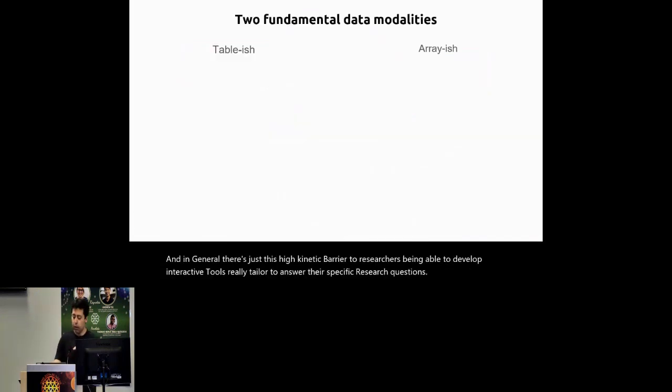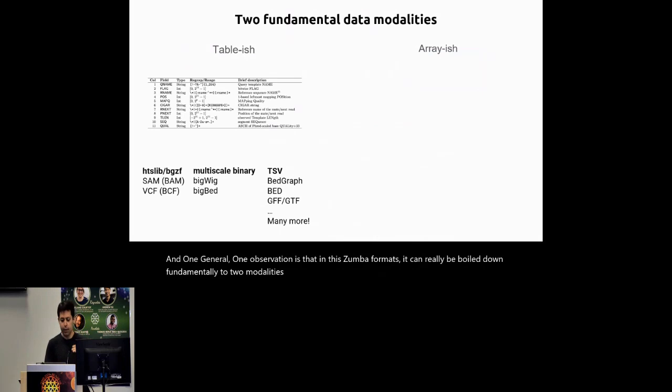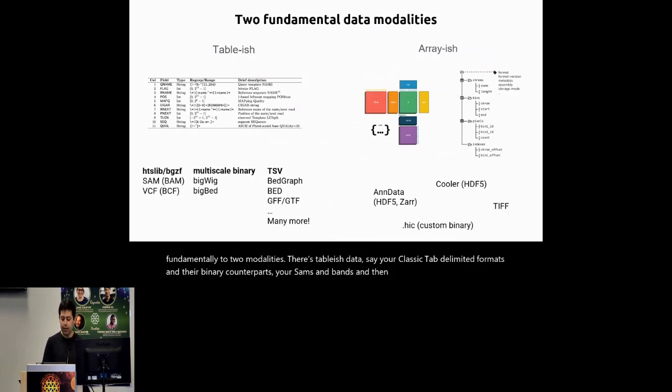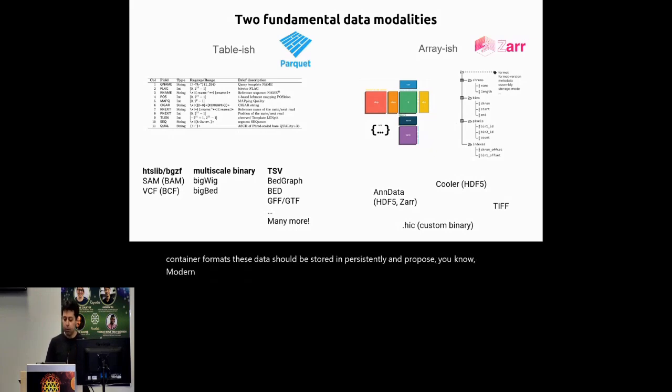And one observation is that in this zoo of formats, it can really be boiled down fundamentally to 2 modalities. There's table-ish data, say your classic tab delimited formats, and their binary counterparts, your SAMs and BAMs. And then there's array-ish data like Hi-C contact maps, cell by gene matrices, and so on. And we can always debate which format or container formats these data should be stored in persistently and propose modern solutions. But with the enormous amount of legacy data and the constant evolution of storage technologies, I don't think this is really the right problem to focus on first.